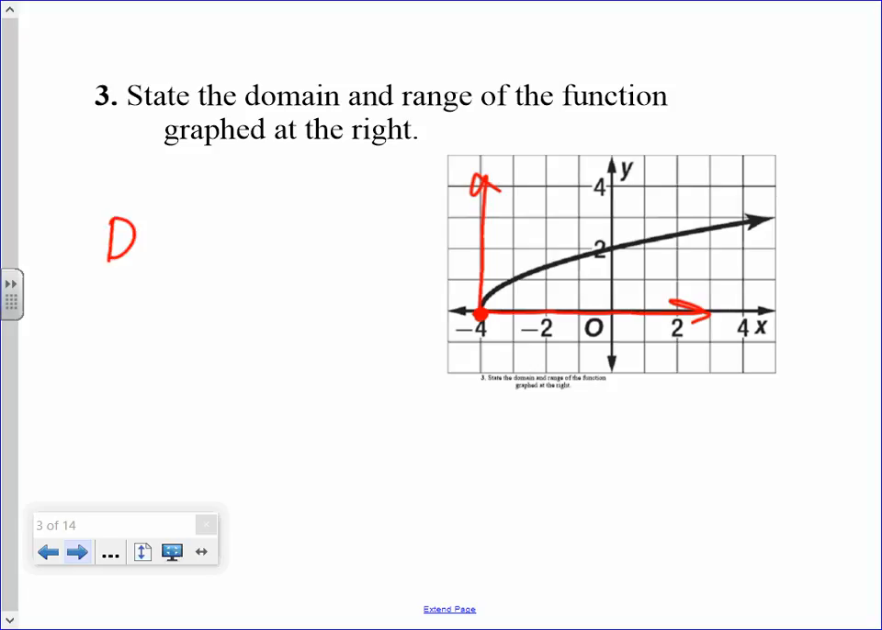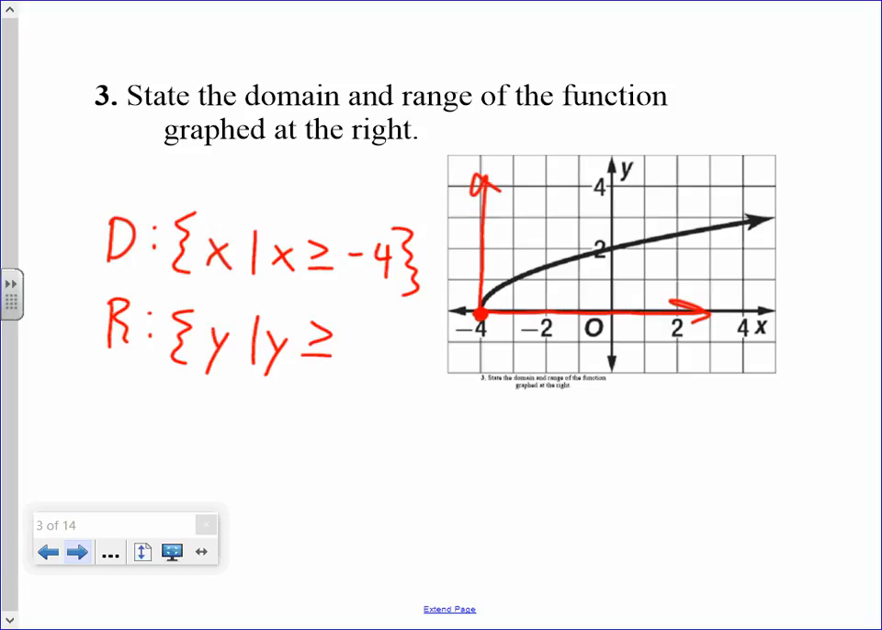Okay, the domain is going to be the set of all x's. It's a bracket. The set of all x's such that x is greater than or equal to, what's the x value of that vertex? And then the range is going to be the set of all y's such that y is greater than or equal to, what's the y value of this point? The y value, 0. The x value and the y value of that point before it starts.